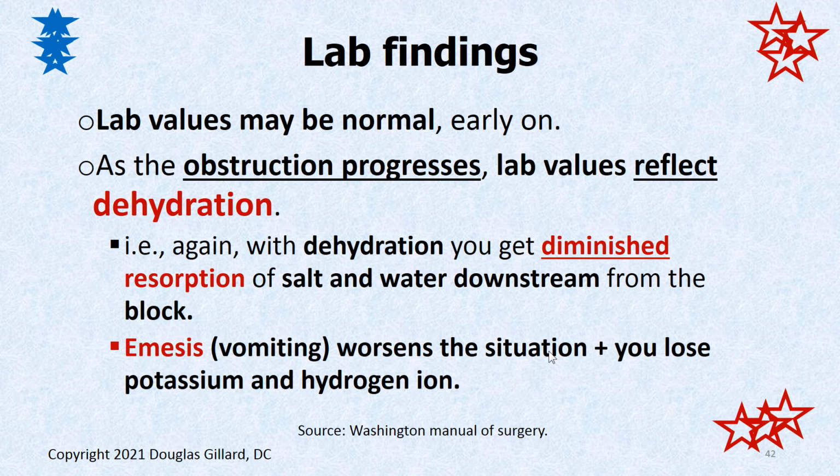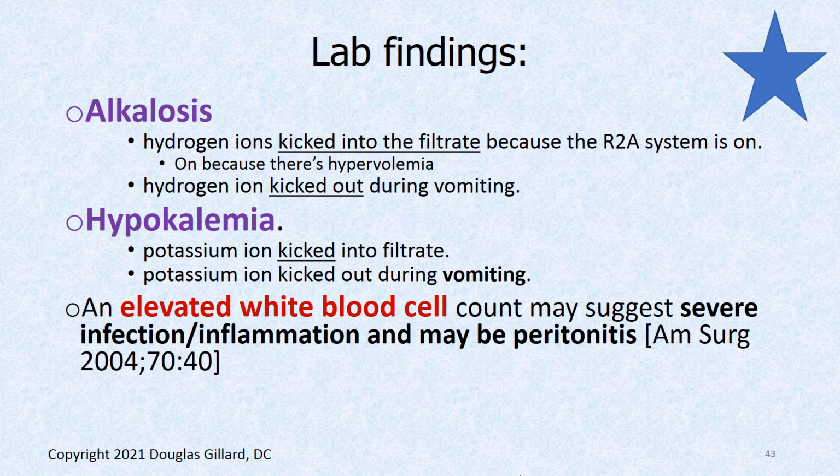Okay, what about lab findings? And remember, we're still talking about mechanical small bowel obstruction. So they're going to show signs of dehydration. We've already explained how downstream doesn't get salt and water reabsorption by the intestines, and therefore you become dehydrated. Plus the emesis, the throwing up, you're going to lose hydrogen ion and potassium, so you have hypokalemia and alkalosis as well. Everything we talked about.